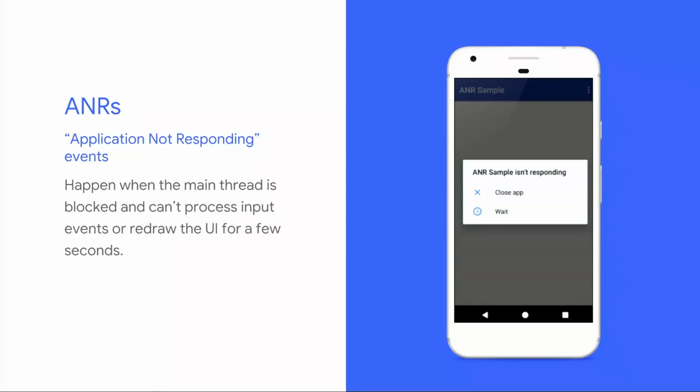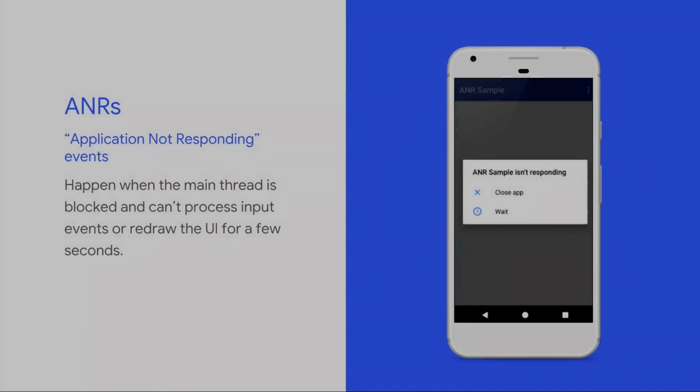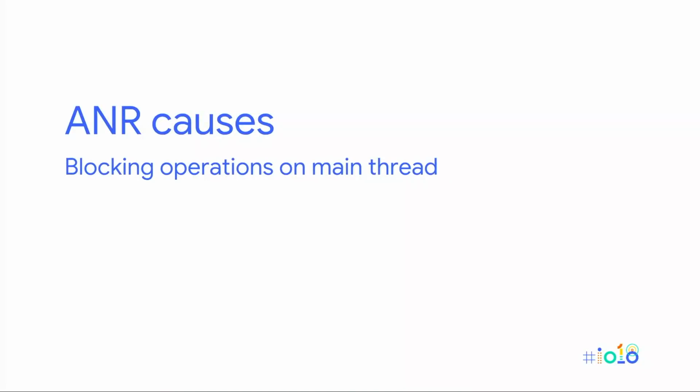So if we block it, if the main thread cannot do that in a timely manner, the app will just seem frozen. And then after a few seconds, the system will notice that and will pop up this annoying dialog that lets the user actually close the app. And as developers, we really don't want that to happen. So what are some common causes of ANRs?